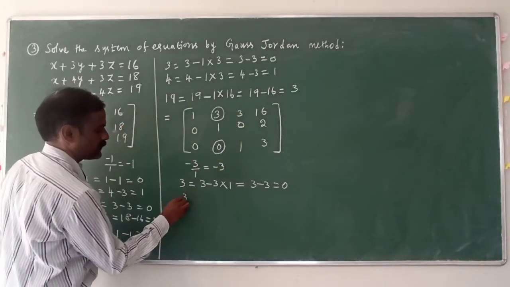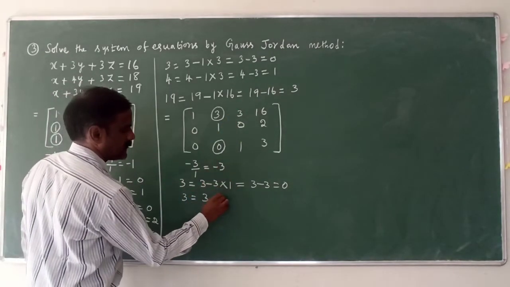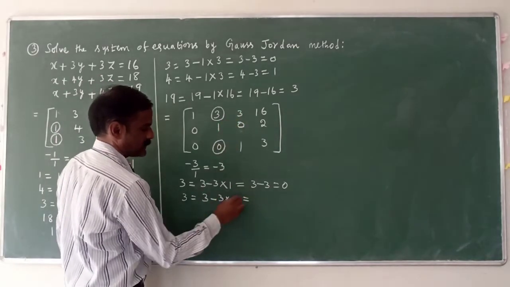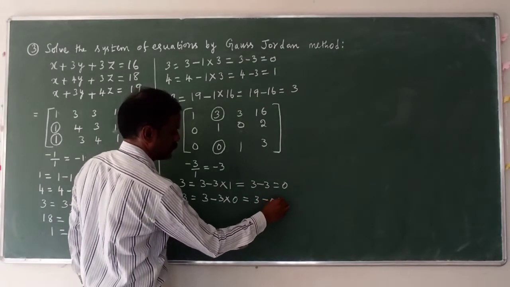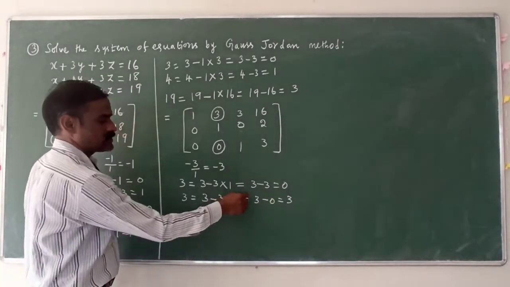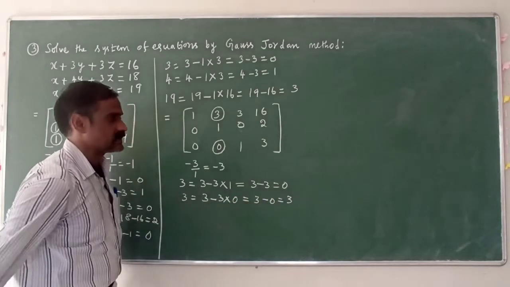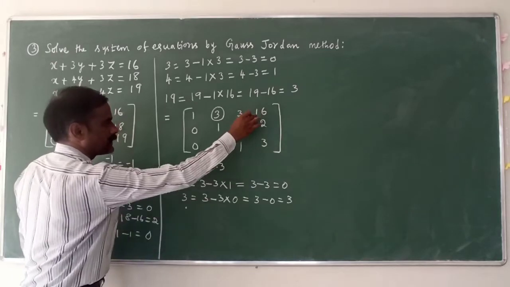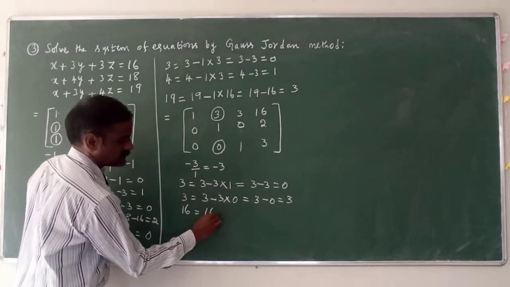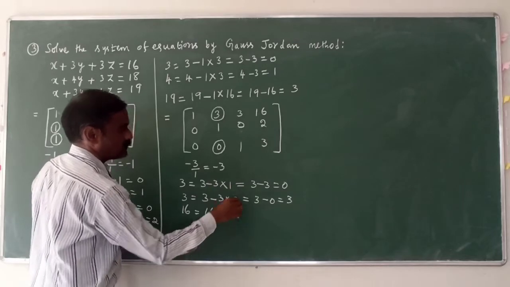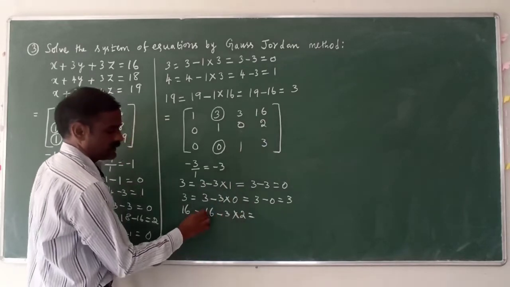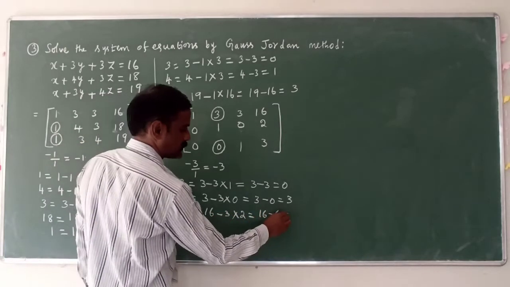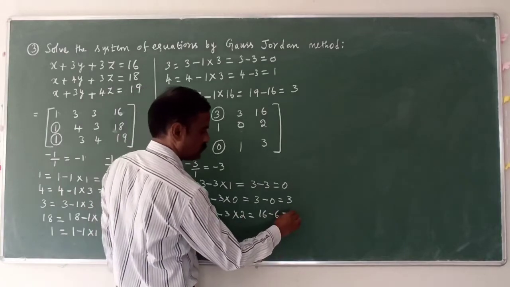Next, 3 minus 3 into the corresponding row 2 value 0. 3 into 0 is 0, so we subtract these two and the result is 3. Next, 16 equal to 16 minus 3 into the corresponding row 2 value 2. 3 into 2 is 6, so 16 minus 6 equal to 10.